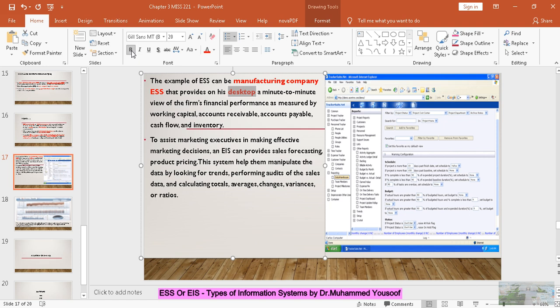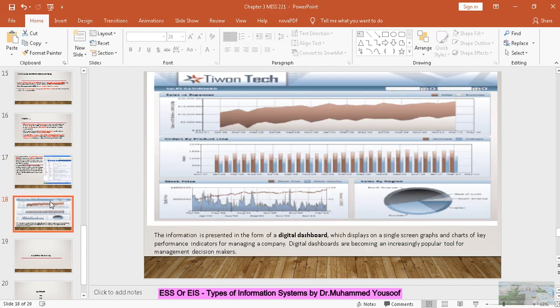Now with this, I will just show you the screen here. This is how an ESS looks like. If you look at the ESS, it has many graphs and charts. Like I told you, there are 5 parameters. You can see each of these in 5 different graphs, and you can see what's happening. This is called a dashboard, a digital dashboard.